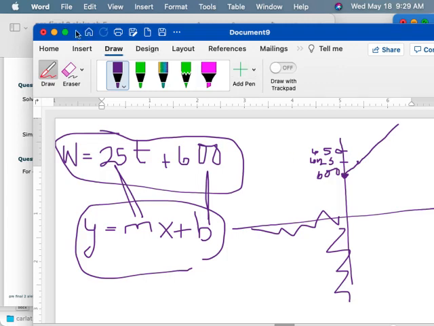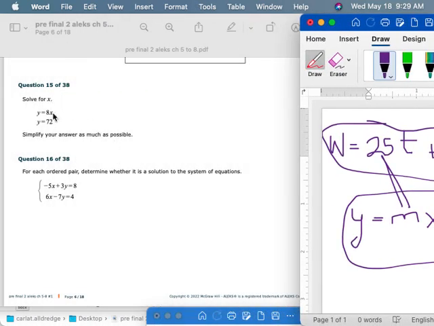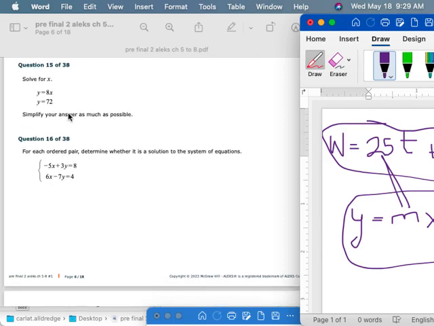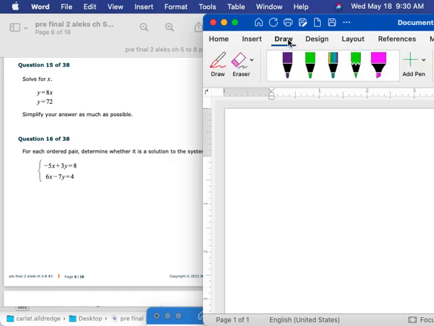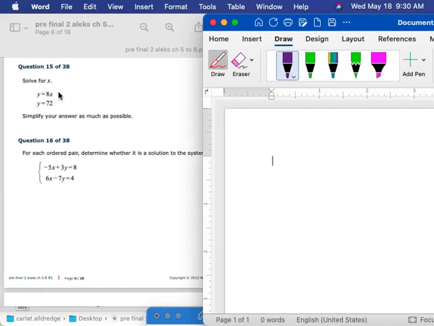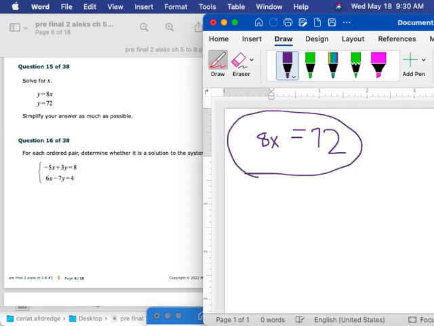Okay, question number 15. Solve for x. We've got y equals 8x and y equals 72. What is the key to this problem? We have two equations solved for y. Oh, x is 9. How did you do it? Divided. What if you just did this? y is 8x and y is also 72, so shouldn't 8x have to be equal to 72? Yeah, that's why I divided. 72 divided by 8 equals 9. This would be your work.